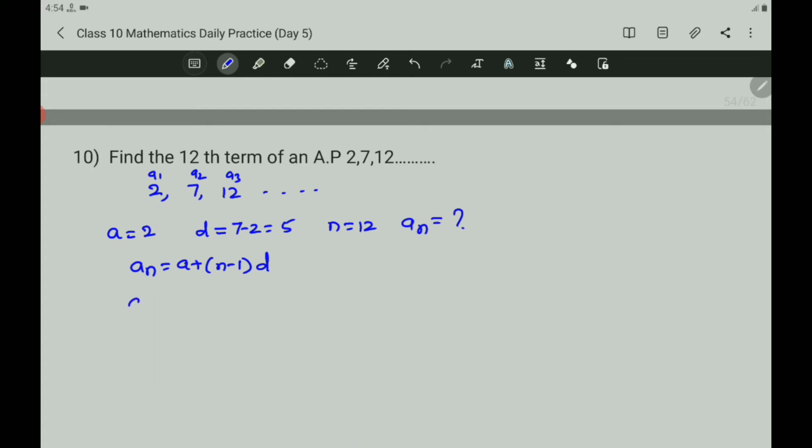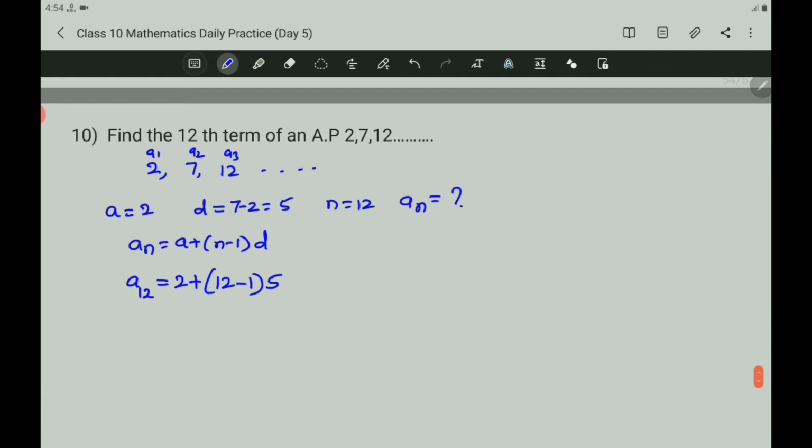Then here you have to find a_12. In the place of n you write 12. a_n equals a plus (n minus 1) d. What is the value of a? Value of a is 2. So in the place of a you write 2 and you write plus, and in the place of n you write 12 because n equals 12. Minus 1, n minus 1 means 12 minus 1, d is 5. n minus 1 into d means 12 minus 1 into d.